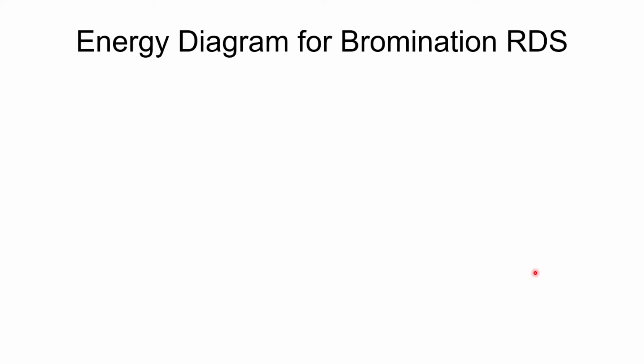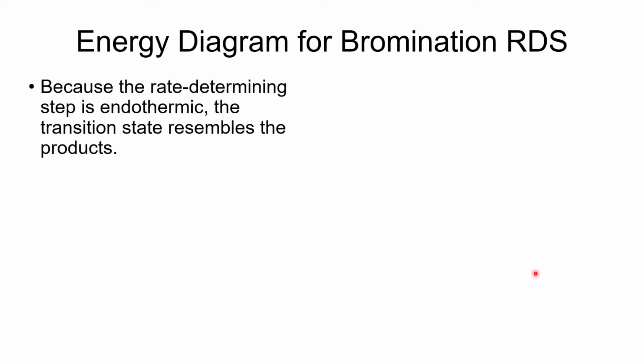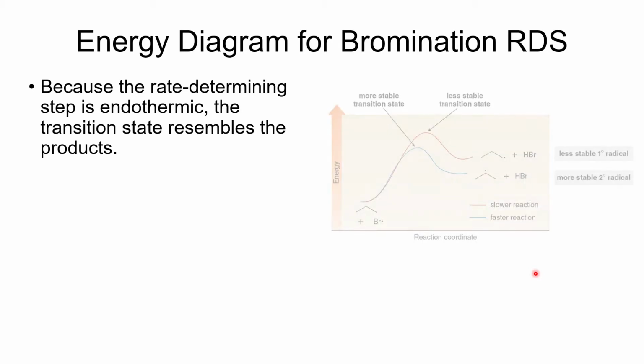So let's look at the energy diagram for bromination in its rate determining step. We're just looking at the first step, and if you go back and look at number 55, the one we just did at the end of the last video, you'll see this first step, it's endothermic, and it looks something like this. Now, we're not drawing the second step. We're not concerned with that right now. We're only concerned with our rate determining step, our first step.